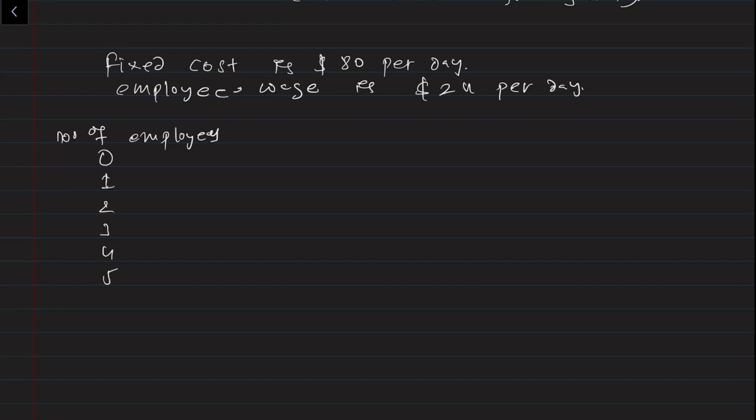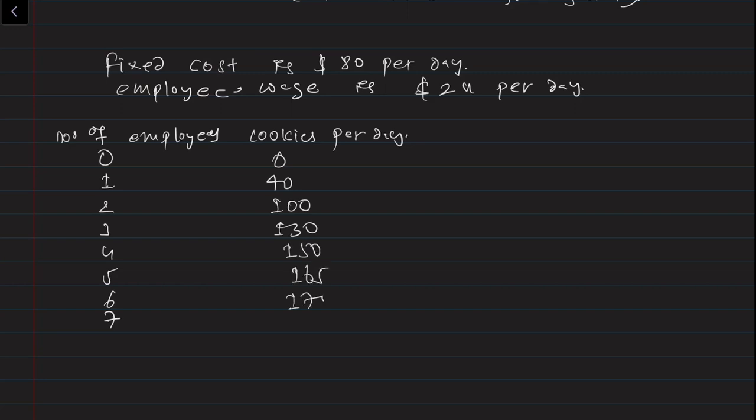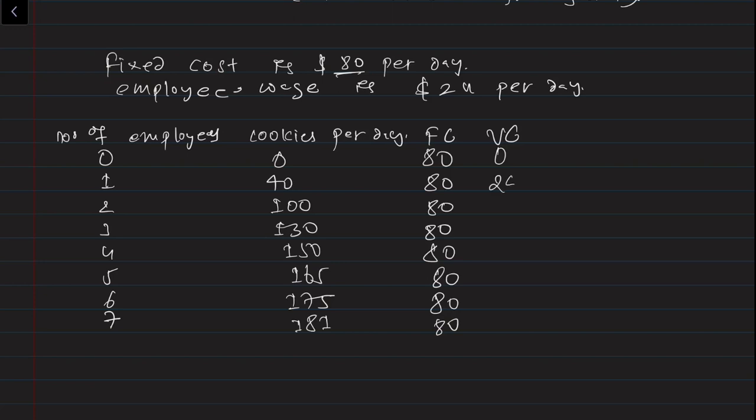So we have employees 0, 1, 2, 3, 4, 5, 6, 7, and cookies per day. The numbers are basically the same as above: 0, 40, 100, 130, 150, 165, 175, 181. Now we have fixed cost. As you can see, fixed cost is $80, so this is all 80. Now what is the variable cost? Initially this is 0 and then 24, and when there are 2 employees, this is 24 times 2, which is 48, then 72, 96, 120, 144, 168.